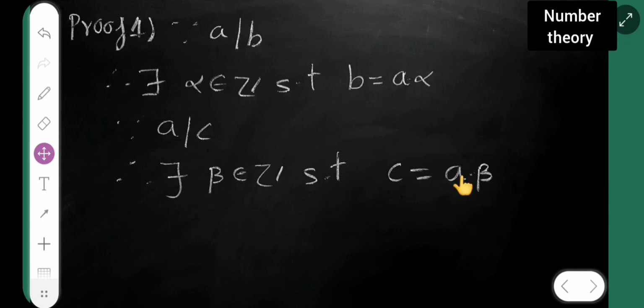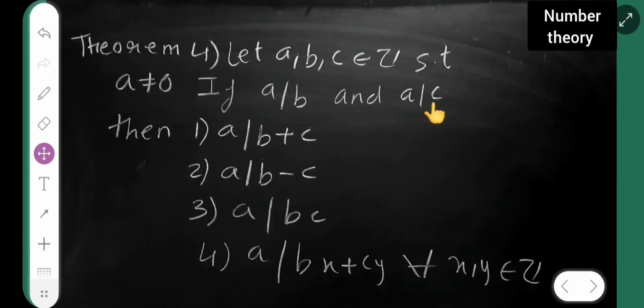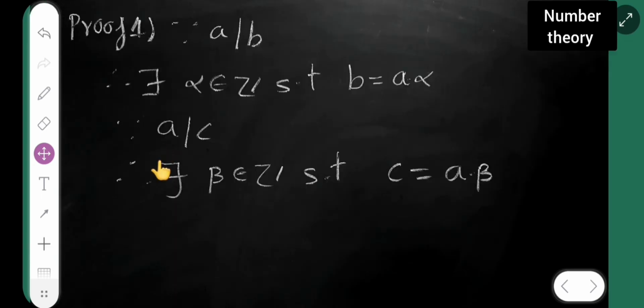Now since a divides b, therefore there exists alpha belonging to integers such that b is equal to a into alpha. Here you have to use the definition of divisibility which I have already taught you all in the last lecture, in lecture 1. Okay, now since a divides c, therefore there exists beta belonging to integers such that c is equal to a into beta. Okay.